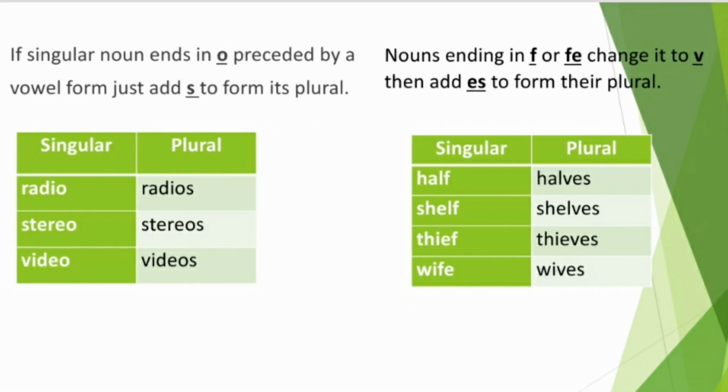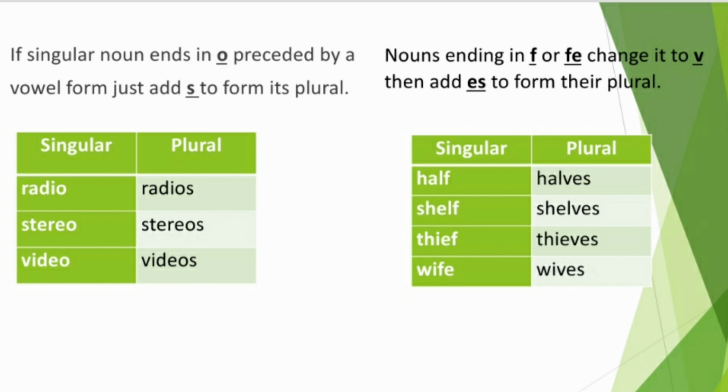Let's proceed to another rule. If a singular noun ends in o preceded by a vowel, just add s to form its plural. Singular to plural, okay, let's have the examples. Radio, radios. Stereo, stereos. Video, videos.